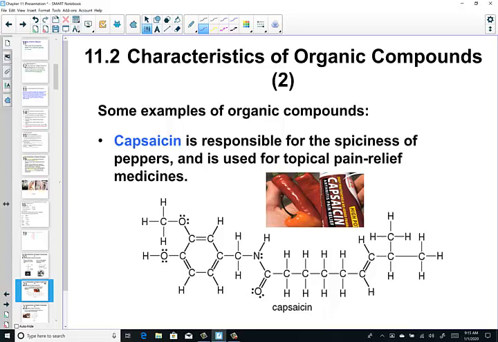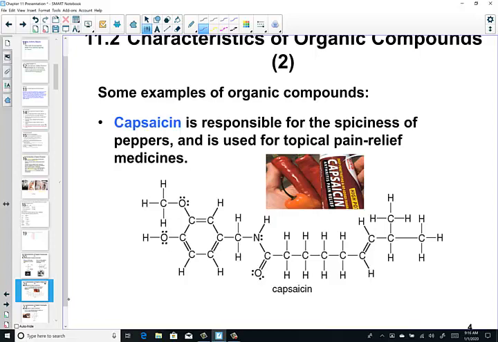Some examples of organic compounds continued: capsaicin is responsible for the spiciness of peppers and is used for topical pain relief. Look how complex this molecule is. And yet, what do we see in common? We see a lot of carbons bonded to hydrogens. We see some oxygens present. Here I even see a nitrogen present in this compound as well.